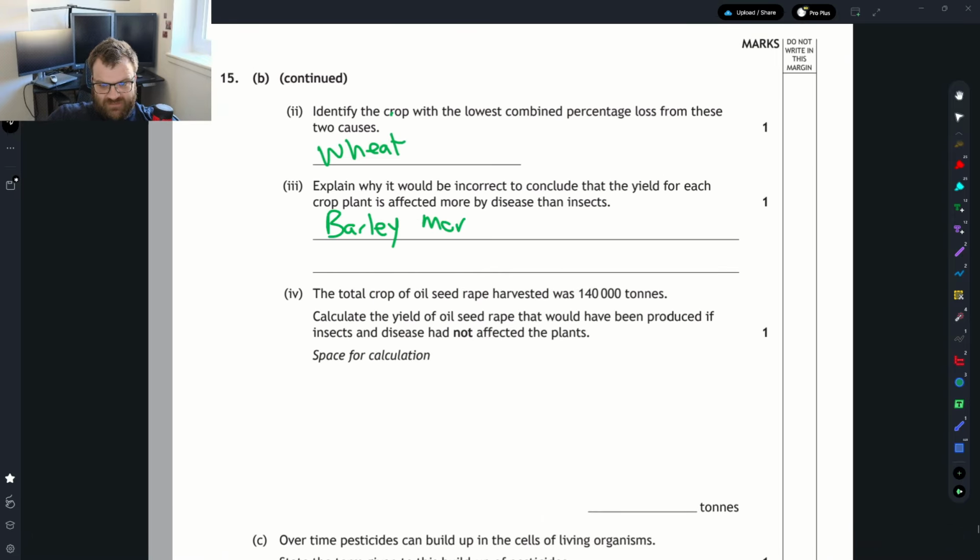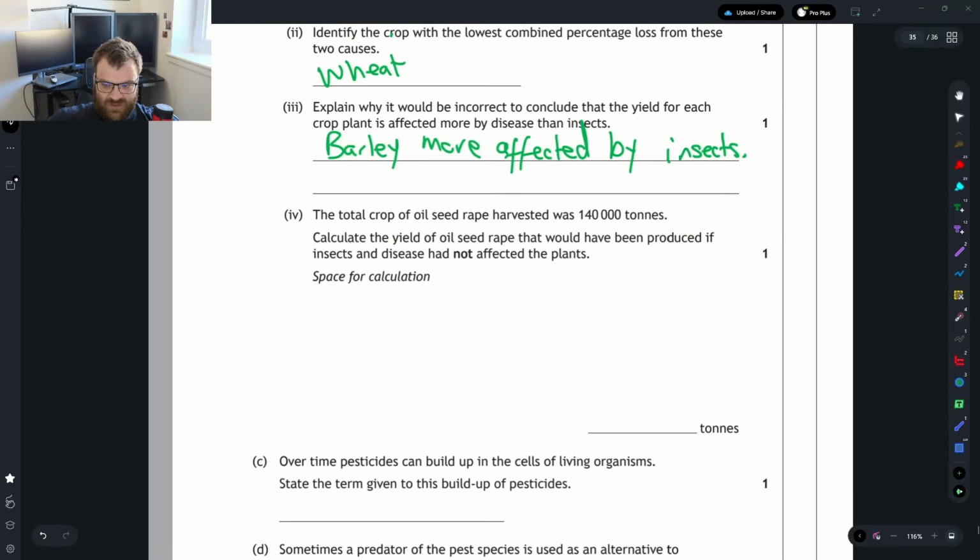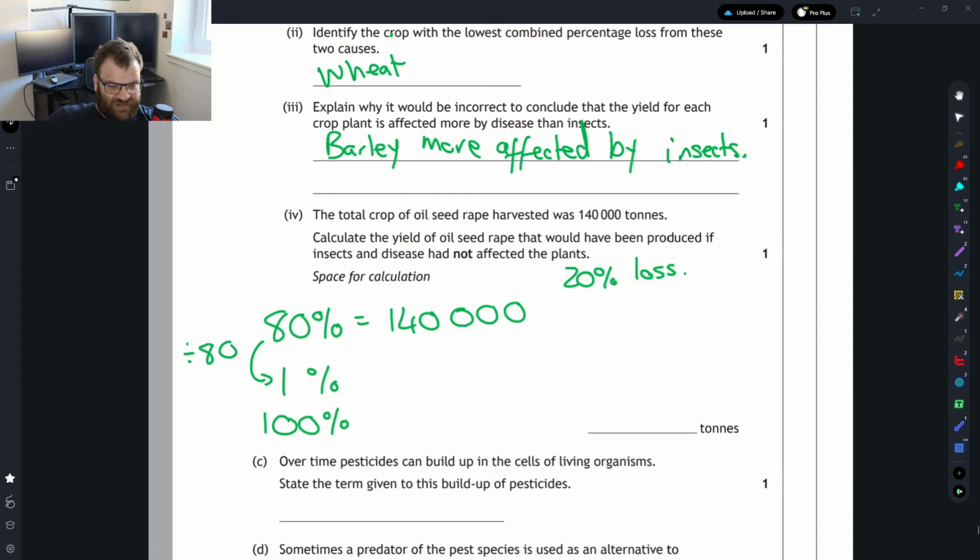Total crop harvested was 140,000 tons. What would have been produced if it had not been affected by the plants? Okay, so oilseed was 20% lower. We had 20% loss. Okay, so that means then that what we've got is 80%. So the stuff that wasn't affected is 140,000. What I would probably do here is, well, if we lower it down to what 1% would be, so 80 divided by 80 gives you 1.